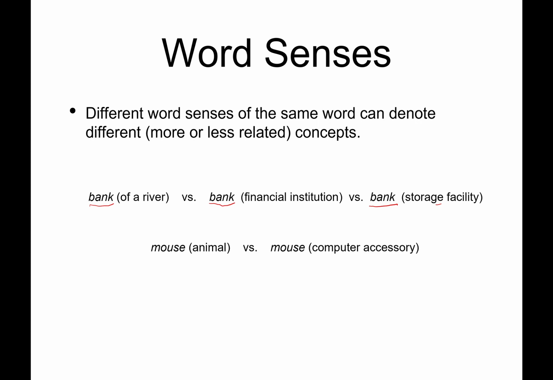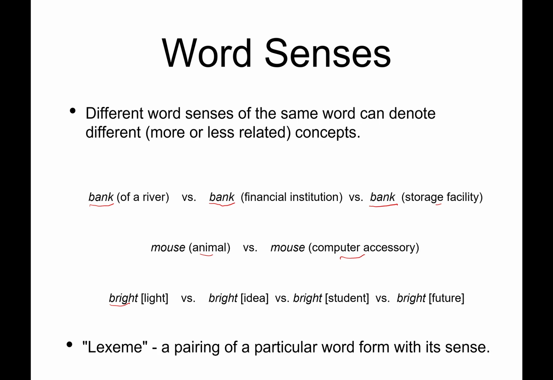Same for the word mouse. You can use it to denote an animal, or a computer accessory that you use to move the cursor on the screen and operate. In the same way, when you are using an adjective like bright, a bright light is not the same thing as a bright idea, right? It's not the same thing as a bright student, and it's not the same thing as a bright future. So the same surface form bright has different senses depending on the context in which we use it.